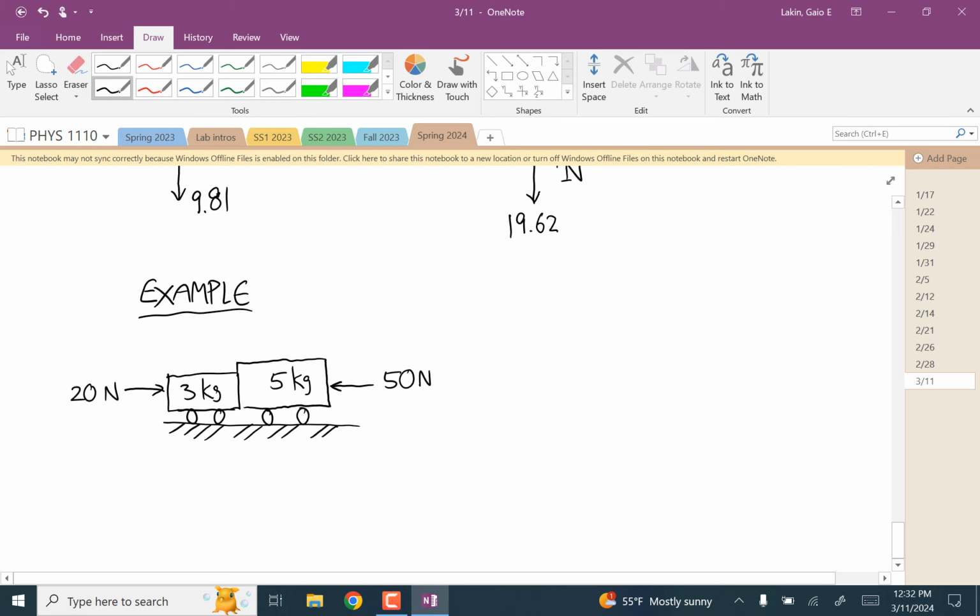Also, I'm not giving you a coefficient of friction, and I'm not telling you the direction of the velocity at this instant. Those are all hints that say, okay, there's no friction to deal with in this problem. So take a couple minutes and draw a free body diagram of each of these masses.